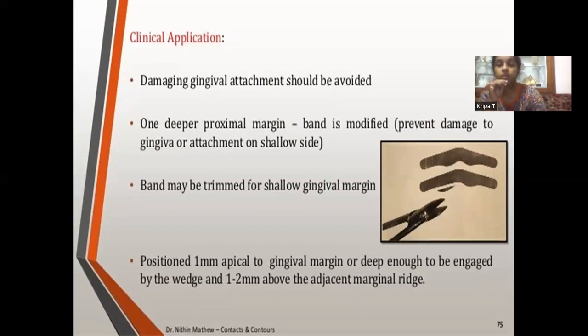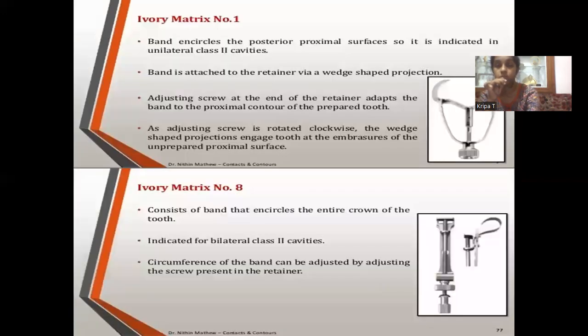You can modify the band if the marginal gingiva is deeper, or trim it accordingly if it is shallow. It should be positioned such that it is 1 mm apical to gingival margin or deep enough to be engaged by the wedge 1 to 2 mm above the marginal ridge.